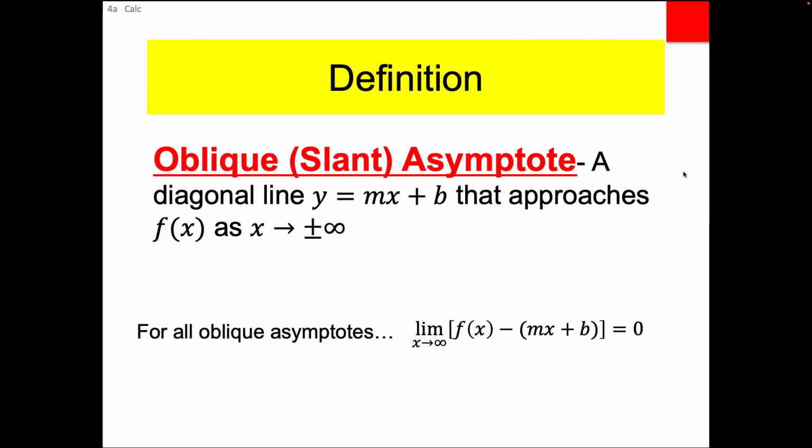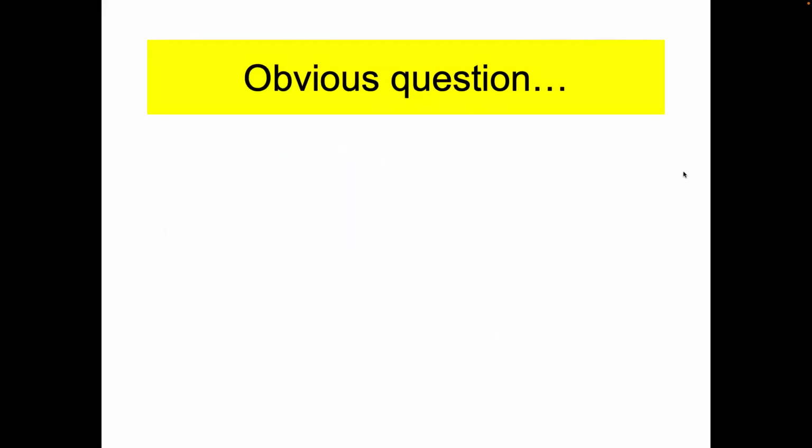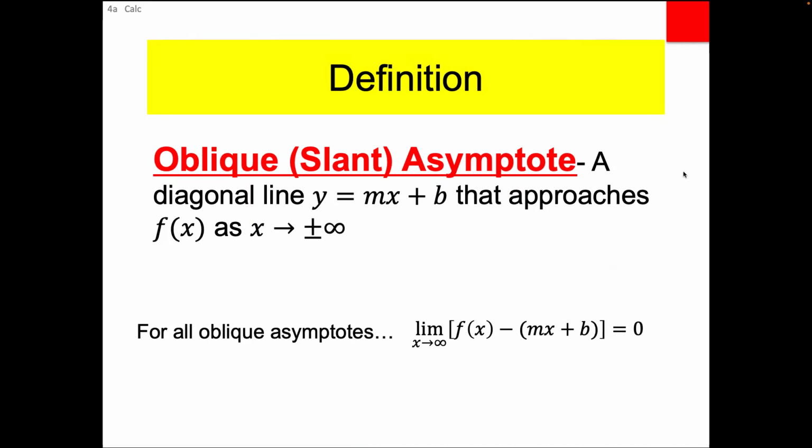Does that make sense? f of x would be the y value of the function. mx plus b would be the y value of the oblique asymptote. And if we subtract the two, as x approaches positive infinity, that value should be going towards 0. This is why we didn't give you this last year, because you didn't know what a limit was. And now you do.